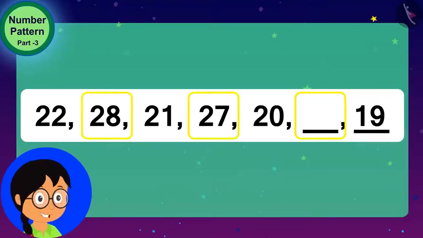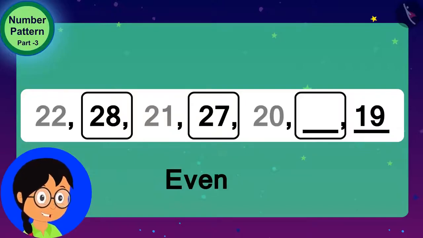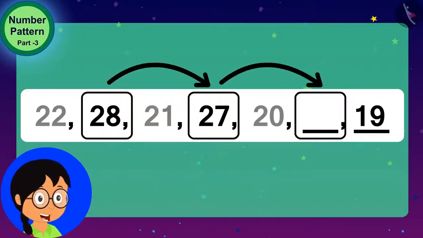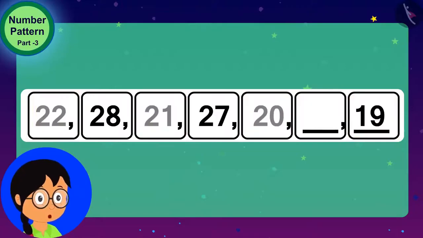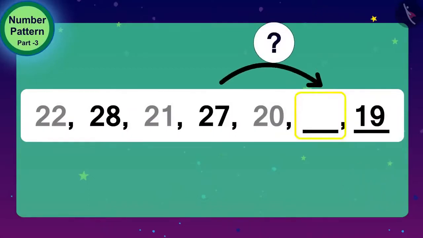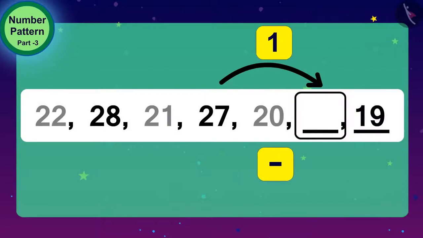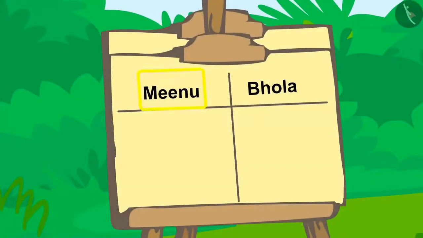Now, I looked at the numbers written at even number places and found that these numbers are also found to be subtracted by 1, like the numbers written at odd number places. Children, can you tell what number will be in the 6th place? Exactly. In 6th place is 26. 1 less than 27. In this way, Meenu won the round by winning 10 points.